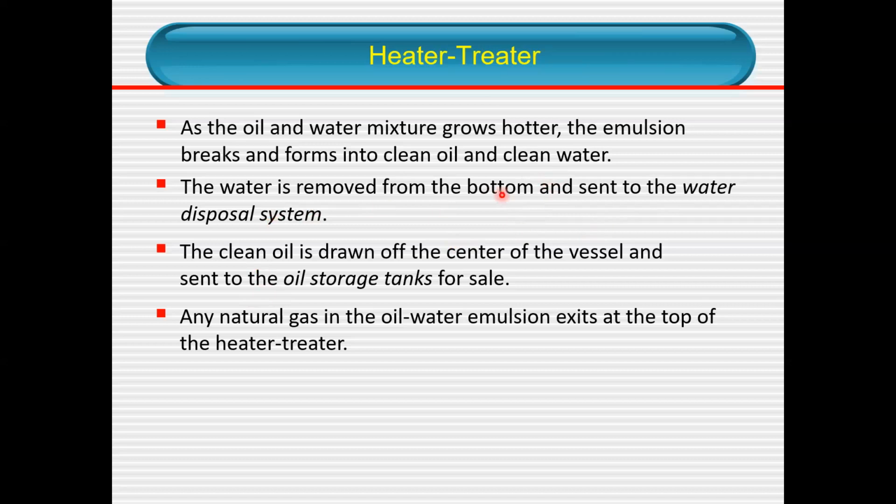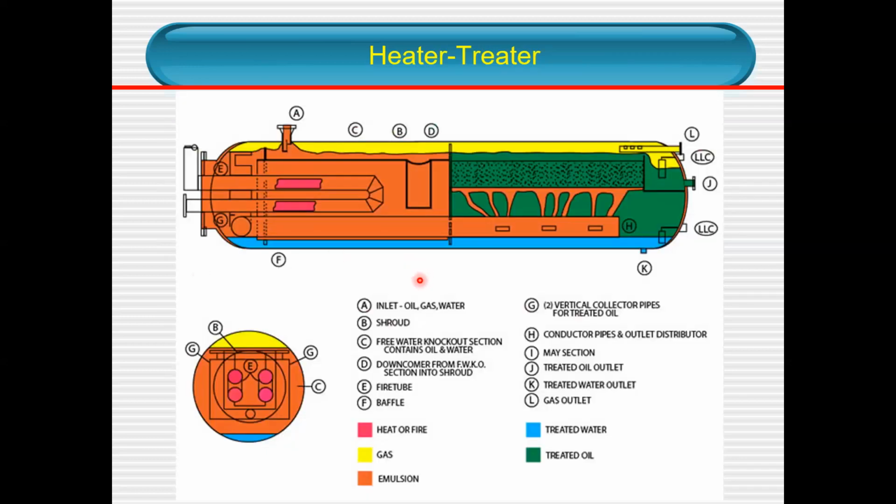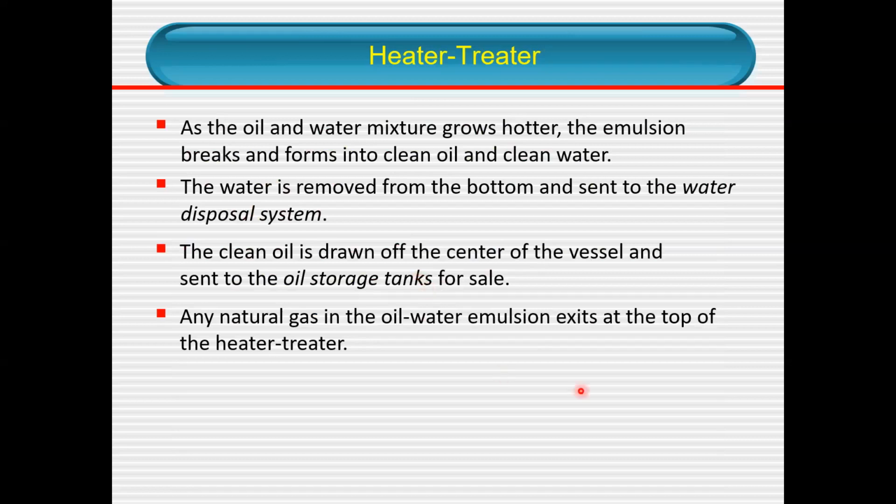Water is removed from the bottom and sent to the water disposal system. The clean oil is drawn from the center of the vessel and sent to oil storage. After the oil and water are separated, any natural gas in the oil-water emulsion exits at the top of the heater. This is like a three-phase separator. You have oil, water, and gas.